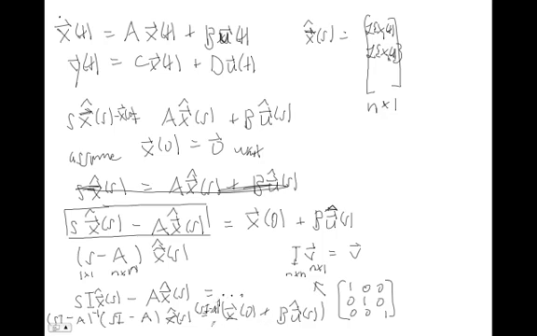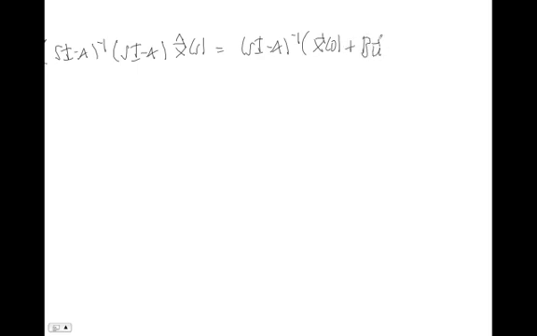So I'll go to the clean slide and I'll summarize this. So I'm going to have sI minus A inverse times sI minus A times x hat of s, and that's going to equal sI minus A inverse times this whole quantity, x naught plus B u.